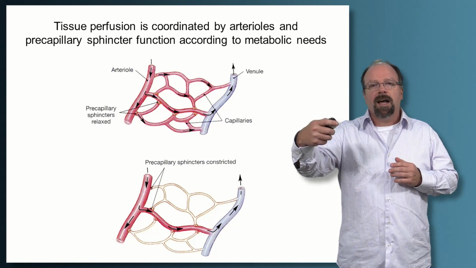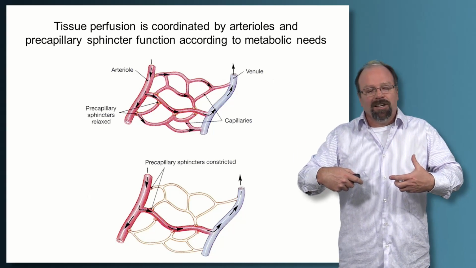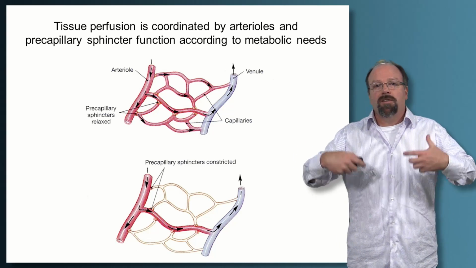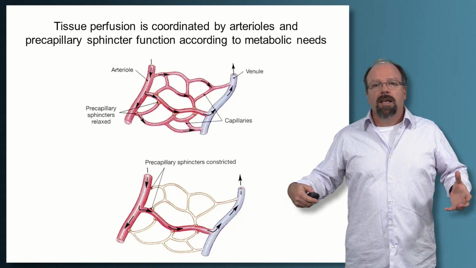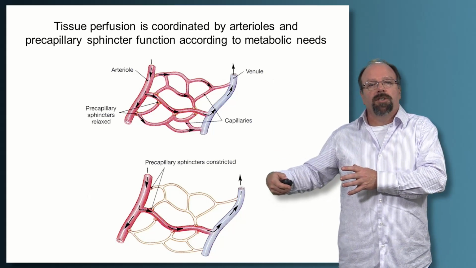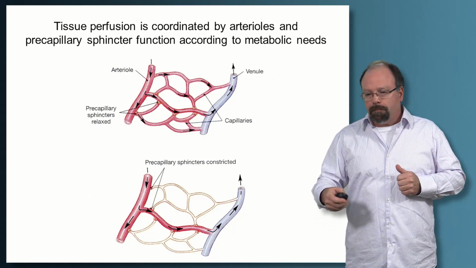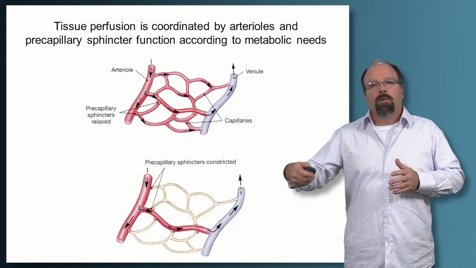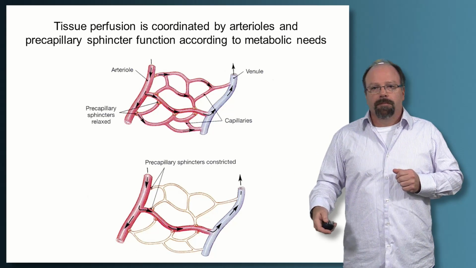So metabolically active tissues are low resistance, metabolically inactive, high resistance tissues. And if you get a number of high resistance tissues across your entire body, then your total peripheral resistance, or your overall resistance, goes up. And that's an important concept when we start to think about blood pressure regulation globally.